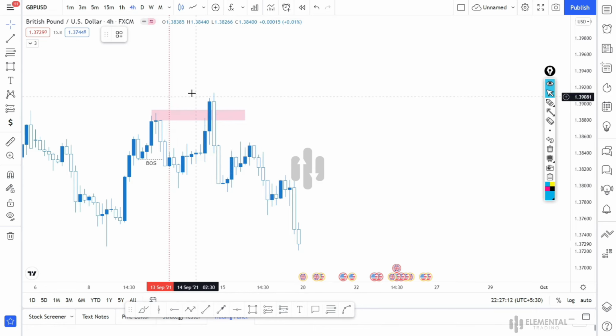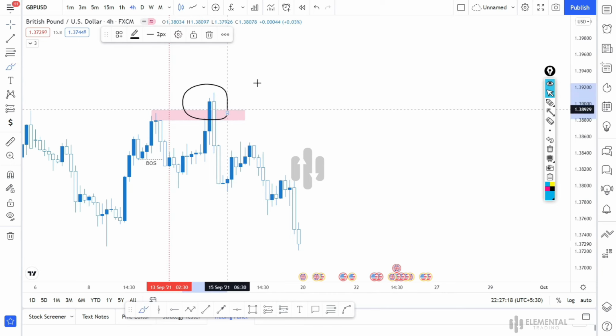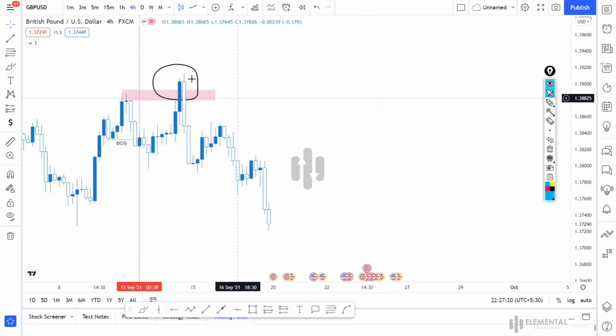So the retail traders who traded breakout should have been trapped out here. See, this is a false breakout. So there wasn't a good entry in GBP USD.